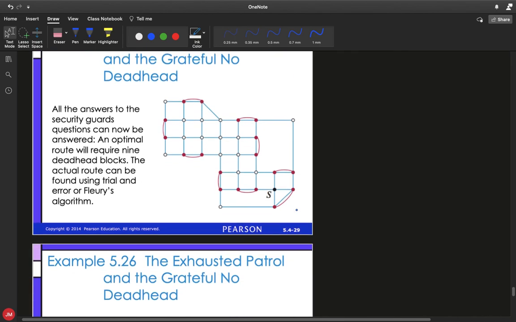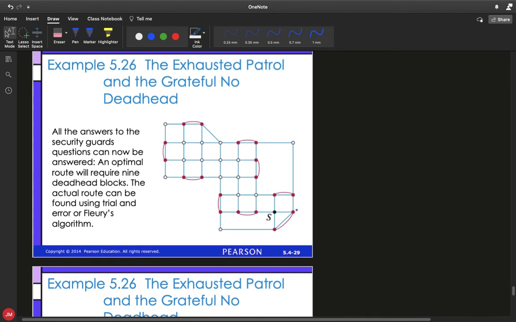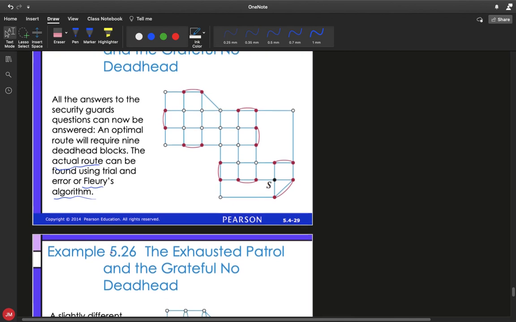So obviously this answers that question from before. We've now made an optimized graph, an Eulerized graph. That obviously is not the route that would be taken. If you wanted to find the actual route that the security guard was going to use, then you would use Fleury's algorithm, which is what we talked about in 5.3, in order to find that route.